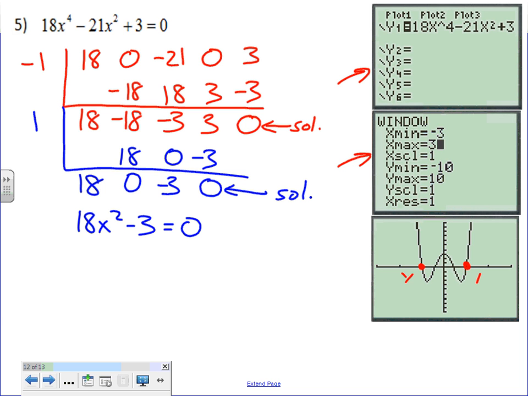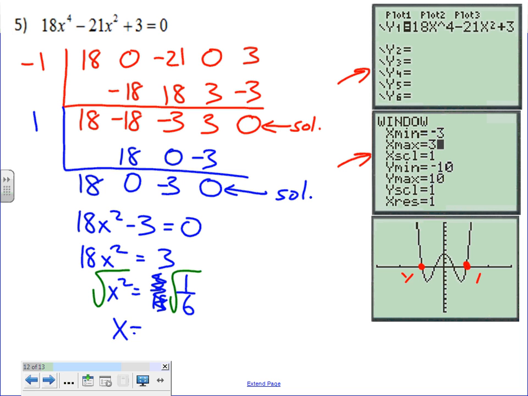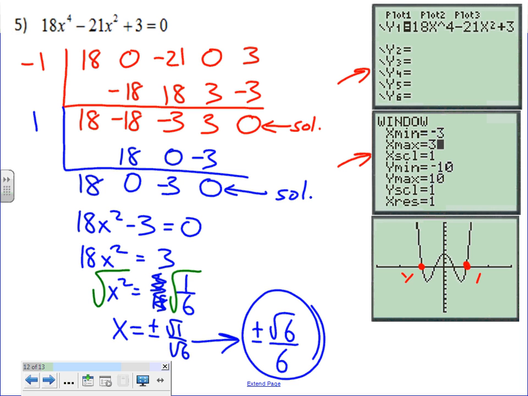Now that it's a quadratic, very easy for me just to take the square root. So I'm going to say 18x squared equals 3. x squared equals 3 divided by 18. Cross that out, change it to 1/6, and say, all right, what do I do now? Take the square root, and very simply, x equals plus or minus the square root of 1 over the square root of 6. We know we have to rationalize it, i.e. plus or minus the square root of 6 over 6. 2 solutions there, both real, solutions at positive and negative 1 as well.